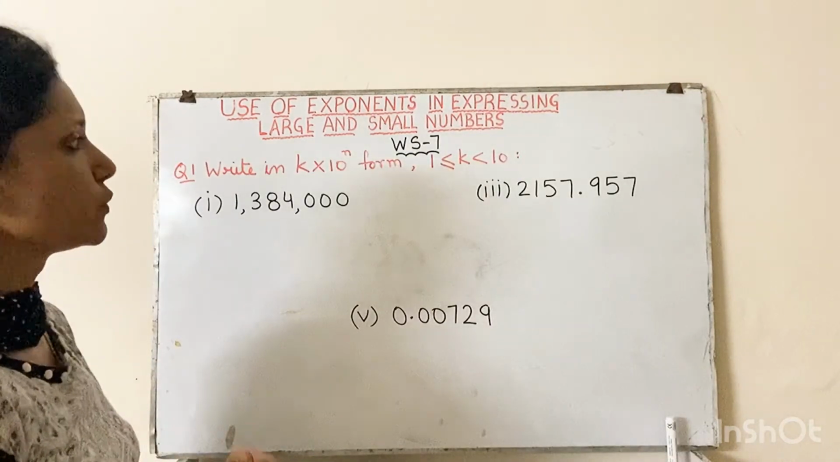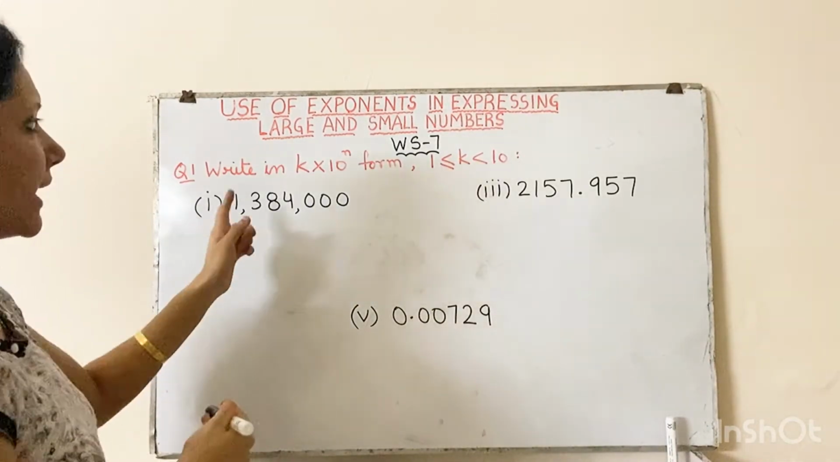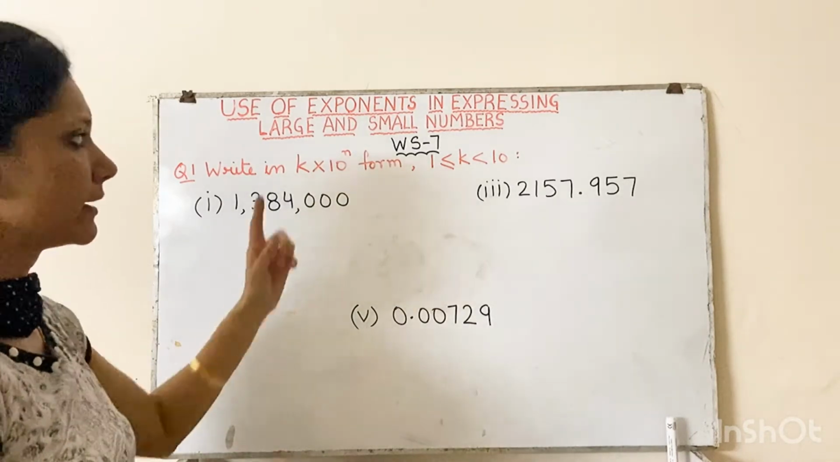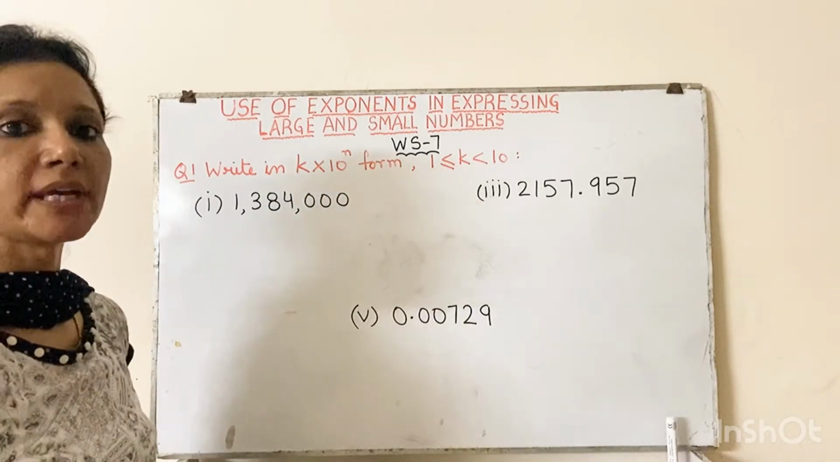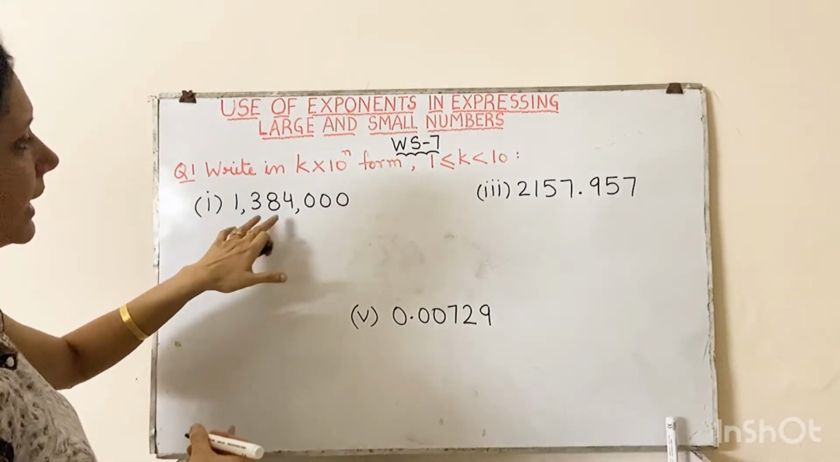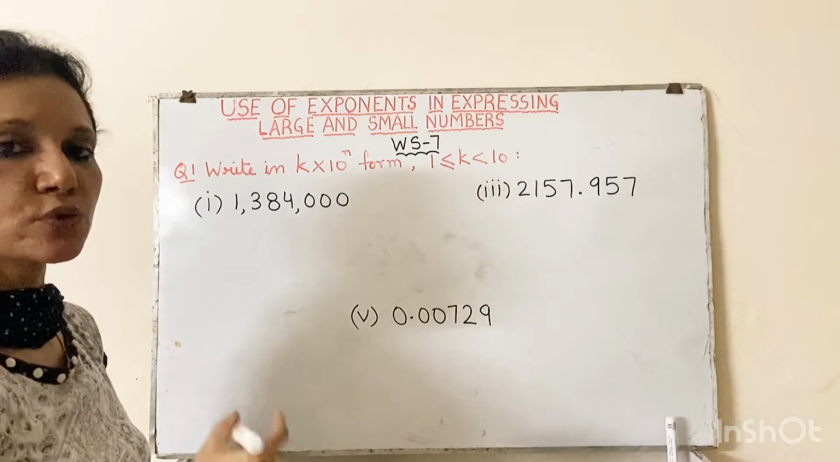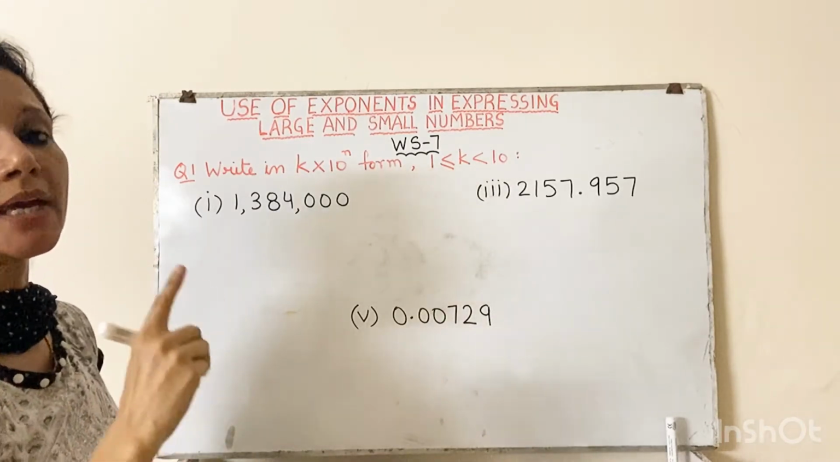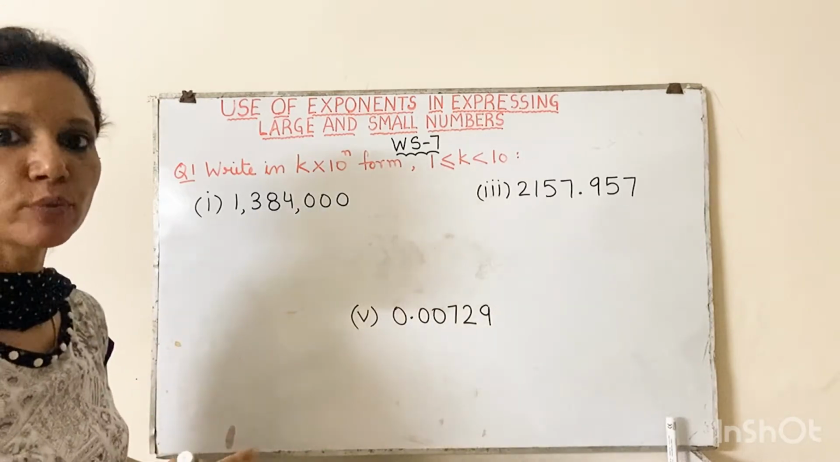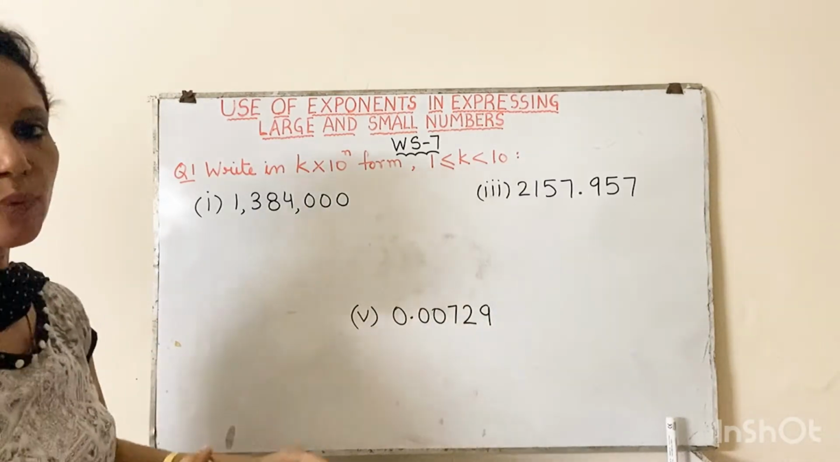Let's start with question 1 of worksheet 7. Write in k multiplied by 10 raised to the power n form, that is the standard form, where k is between 1 and 10. Now the first question is 13,84,000. So our first step is to decide where to move the decimal. But for that the decimal should be there in the question. Can you see a decimal in the question?